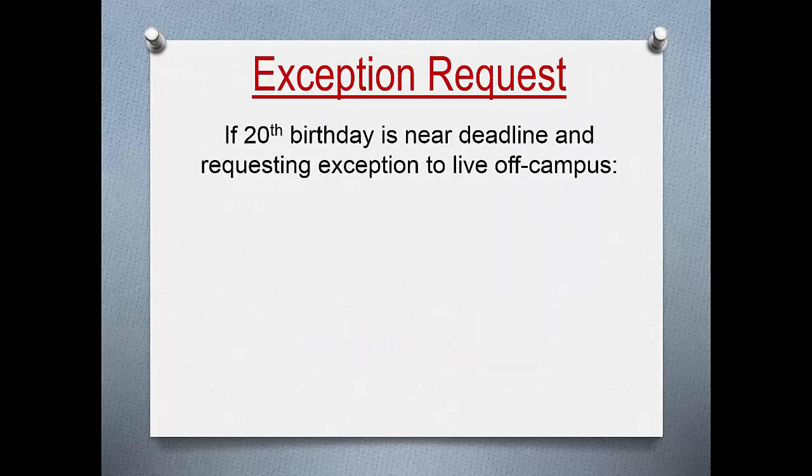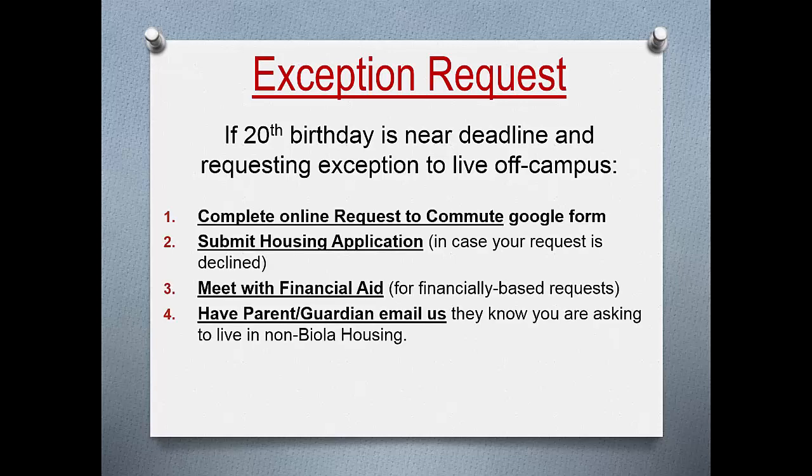If your 20th birthday is near the deadline and you'll have enough credits to be a junior or senior, you can request an exception to the residence requirement. You'll need to complete the requested commute form on the housing website, and complete the housing application just in case your exception request doesn't get approved. You'll need to meet with financial aid to find out how moving off campus may impact your aid, and then have your parent or guardian email us that they know you're asking to live in non-Biola housing. The deadline to complete these steps is Monday, March 19th.